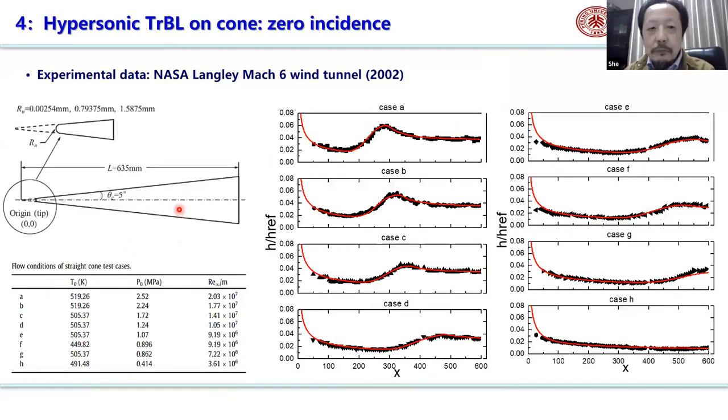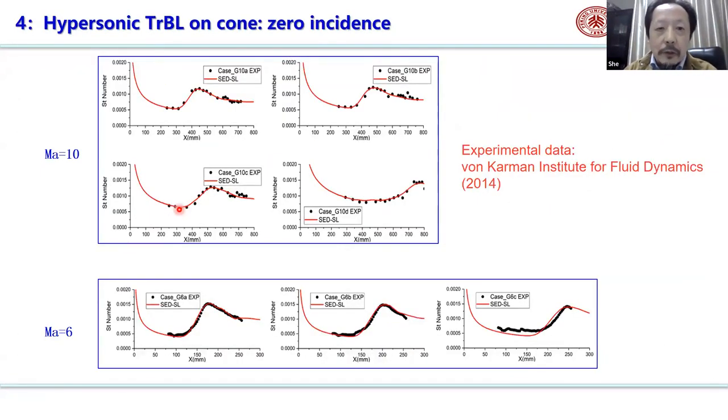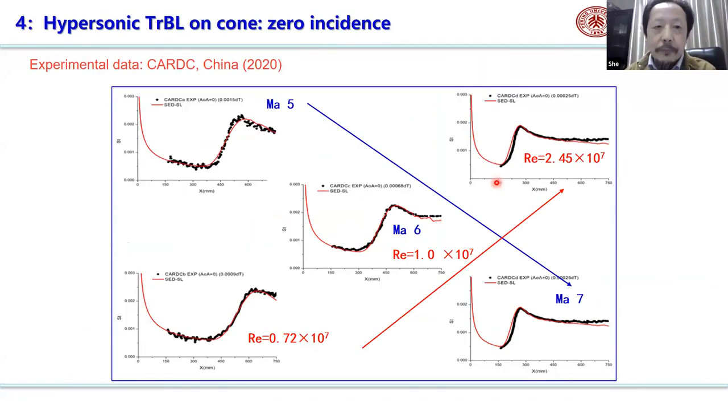Here, just to show you a few slides. This is for the NASA Langley Mach number 6 wind tunnel data. And this is Mach 10 for the top and Mach 6 below, for different Reynolds numbers. This is all from the European data of the von Karman Institute for Fluid Dynamics. And this is just to highlight the Mach number effects, 5, 6, 7, and also Reynolds number effects, 0.72 million, 7.2 million, 10 million, and 24.5 million. And they are all well captured.